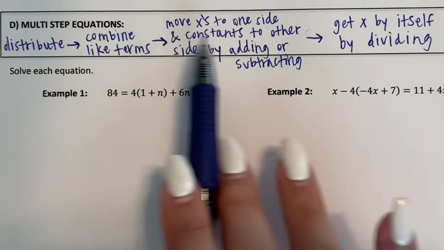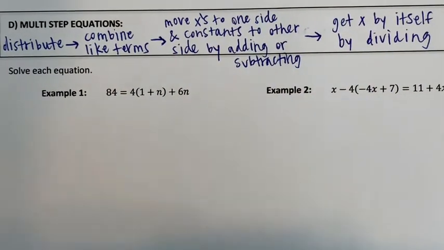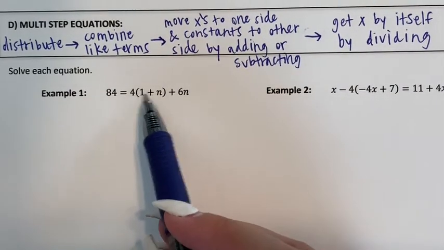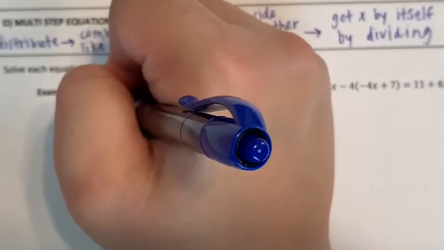So this is a refresher. We've done all of these steps. The new part today is we're putting them all into the same problem. So let's look at example 1. We're asked to solve the equation. And right away, I know I have to do distributive property. I have 4 times parentheses. So I'll write my 84. That's not going anywhere. 84 equals.